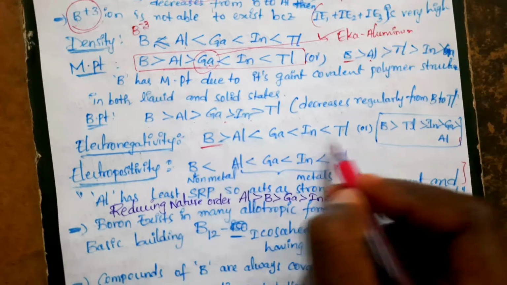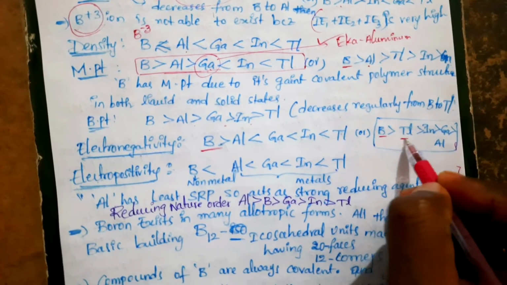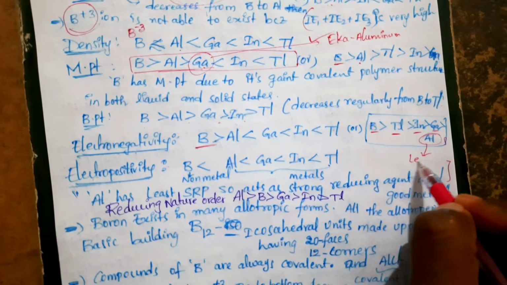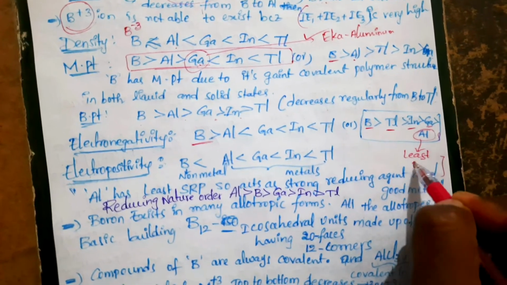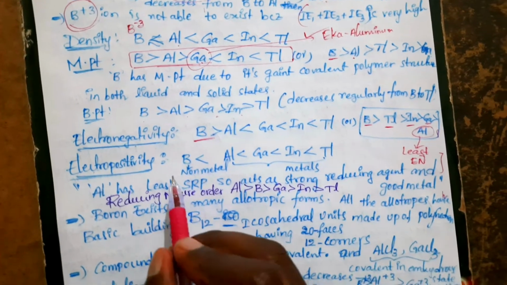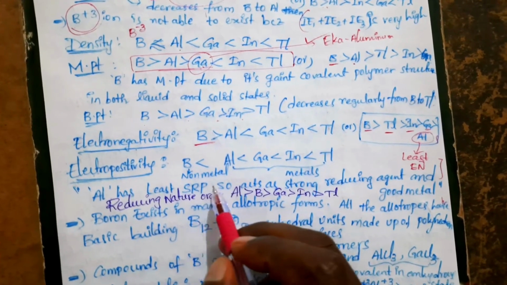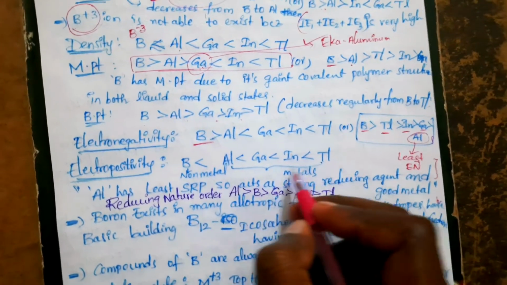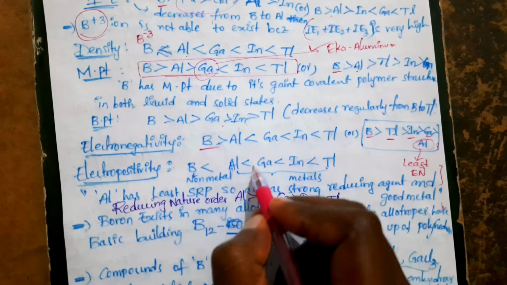After that it will increase. That is boron. After that, thallium, indium, gallium, and aluminium. Aluminium is the least electronegative and more electropositive element. Electropositivity will be maximum for aluminium, and here these all will have metallic character.